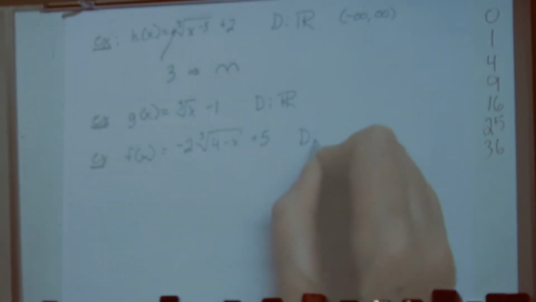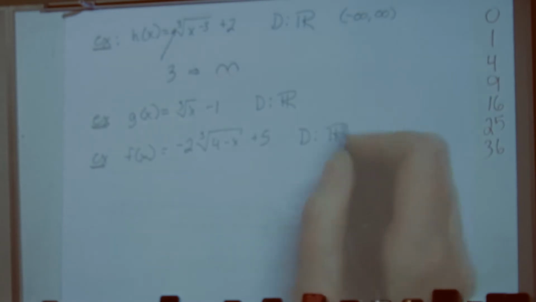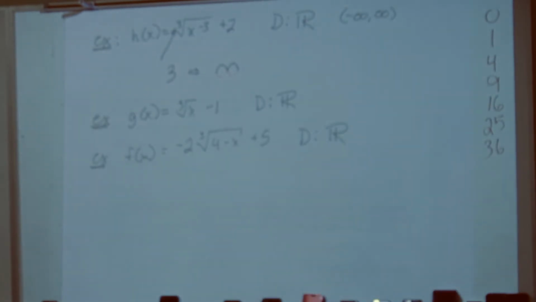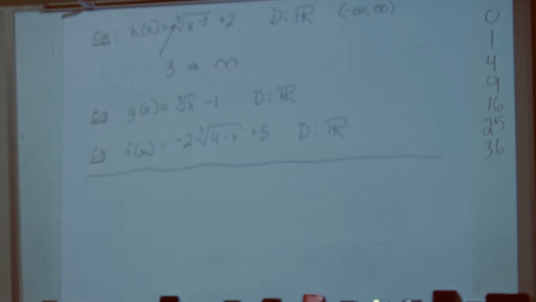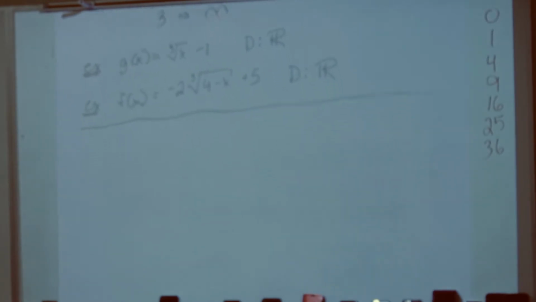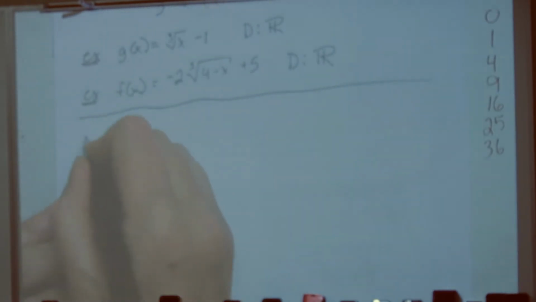What's my domain? All real numbers. As soon as you see the 3, it rhymes with infinity. So that's your domain when, just looking at a cube root function, you can just look at it and go, oh, it's all reals. We're not graphing just yet.